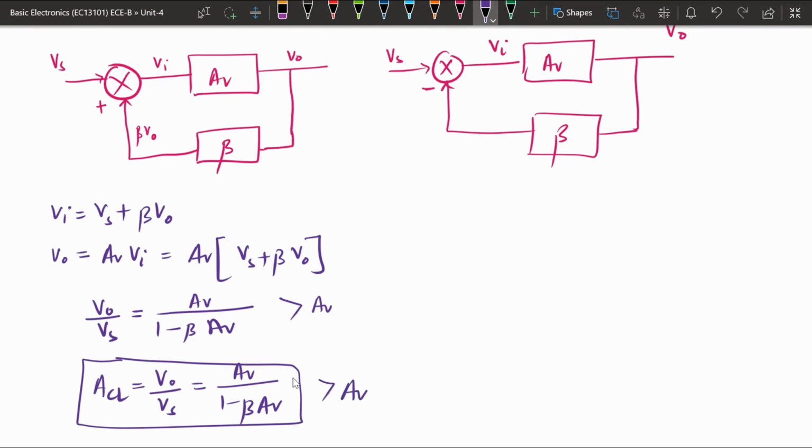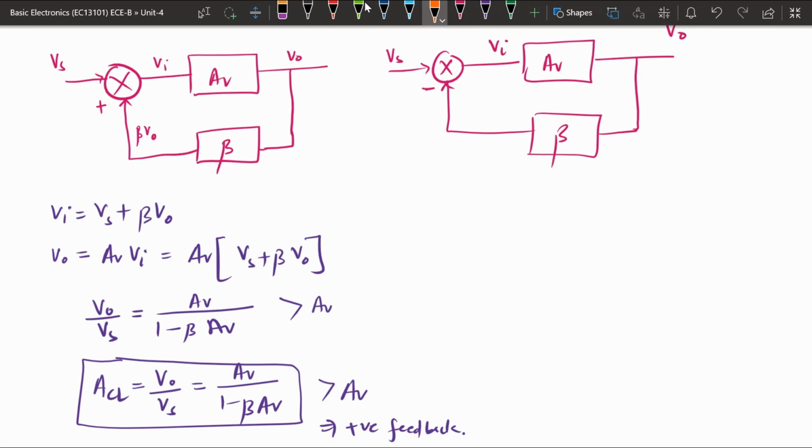That's why it is called positive feedback, because in positive feedback the gain will be increasing from the open loop gain. So open loop gain was AV. Now the closed loop gain is coming out to be greater than AV. So this is called positive feedback. Similarly, we will be analyzing the negative feedback also.